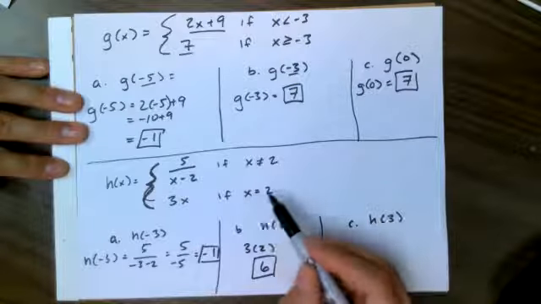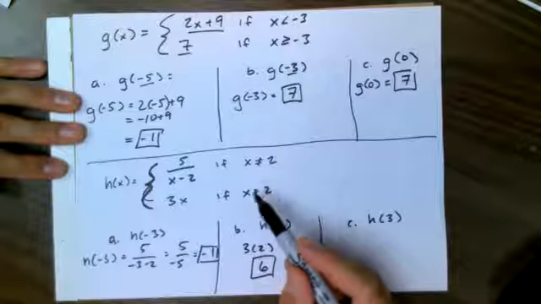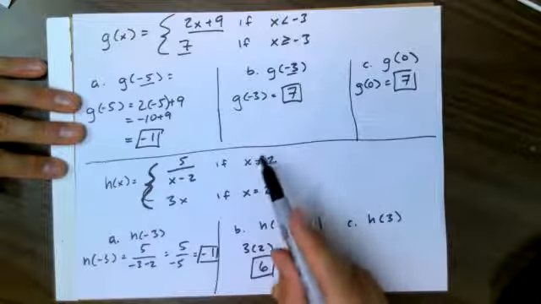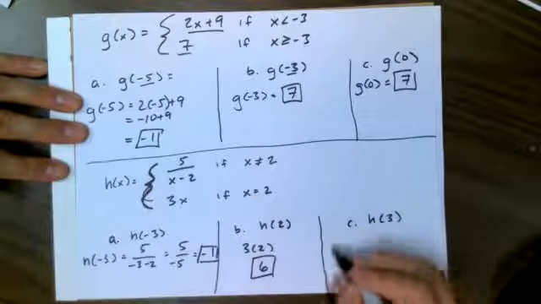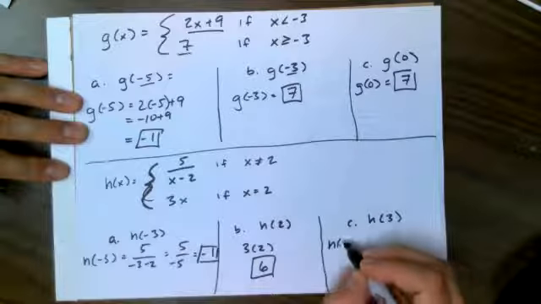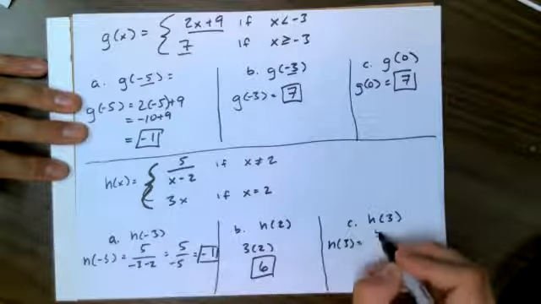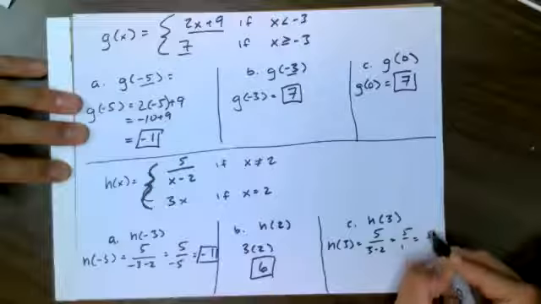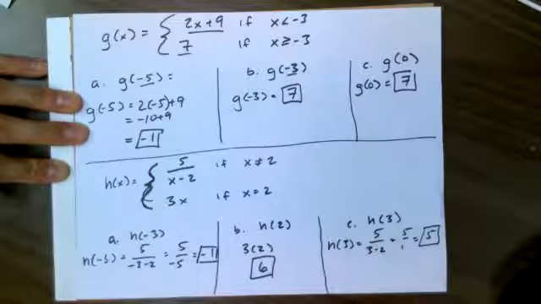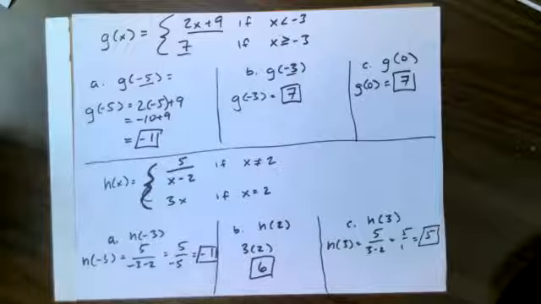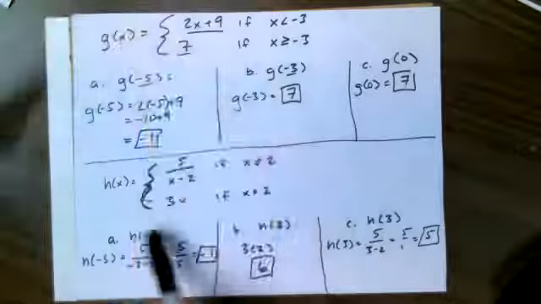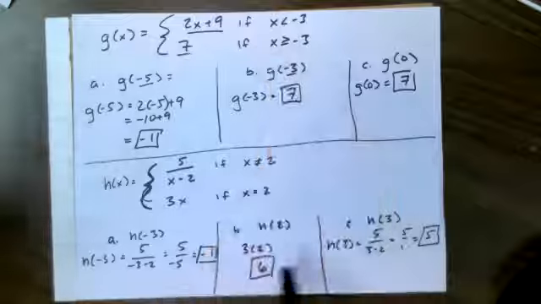Well, 3 does not equal 2. Our x value doesn't equal 2. So therefore, we've got to use the top function. 3 does not equal 2. This is a true statement. So I'm going to use the top equation. 5 over 3 minus 2, 5 over 1. We just get 5. Okay? Any questions? So this will be more how it's asked on the test.